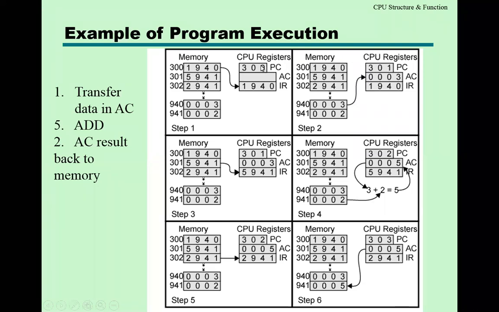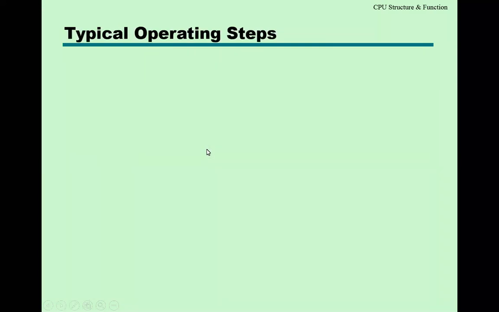Then the PC is incremented by 1. So instead of 300, it became 301. At 301, again, 5941 is loaded into the IR. What is the meaning of 5? 5 means add. The accumulator value will be added with the location 941. At 941 is 0002. In this way, the addition is done and the respective value is loaded into the accumulator. After that, the accumulator result is stored back into the main memory.